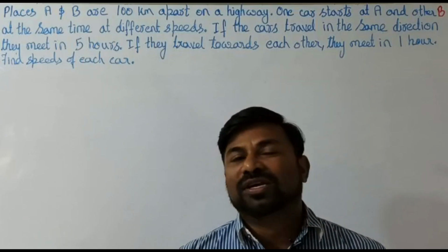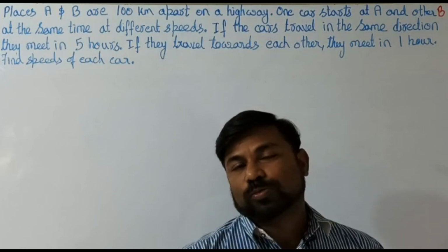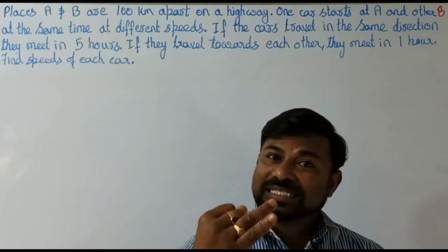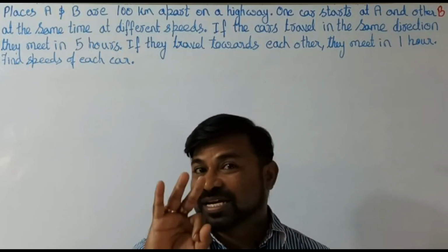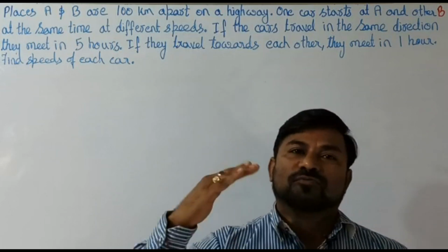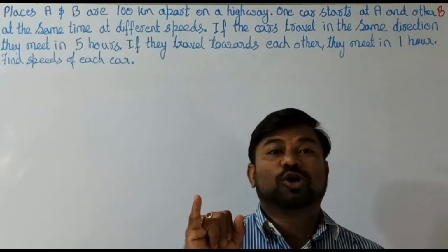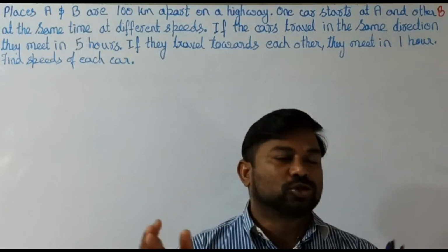Obviously, when an object is traveling, we have three things to be known, right? The speed of the object, the distance covered by the object, and the time in which it is traveling. These are the three general things when we are talking about anything which is moving: the speed, the distance traveled, and the time taken to move.